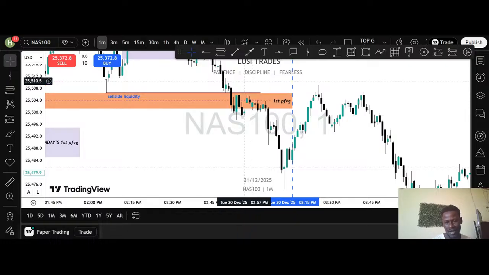So when I see a first presented fair value gap like the one we had yesterday, most of the time I don't want to be going short here. I want to be waiting for price to trade back into this level. Yesterday I was saying that I want to see price trade back above this level, but it failed to do that during that particular time.